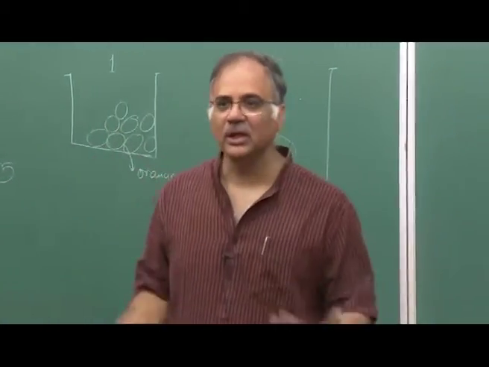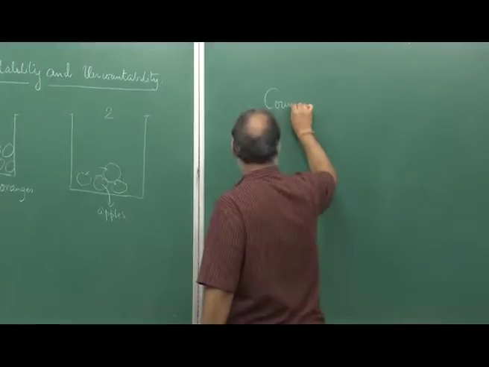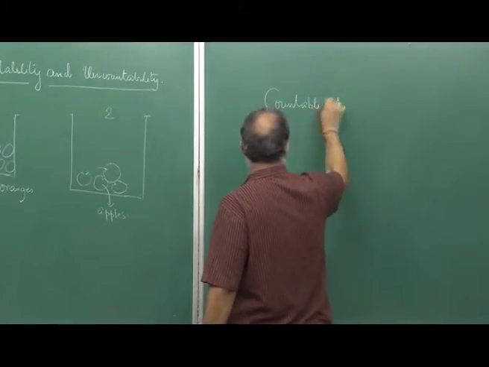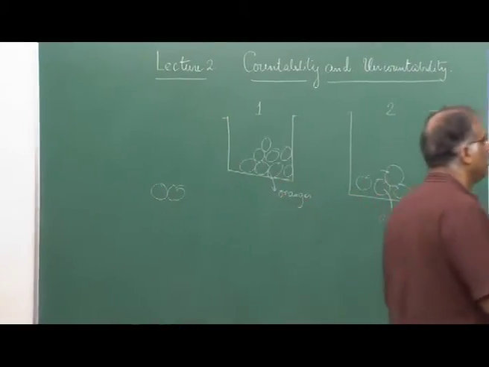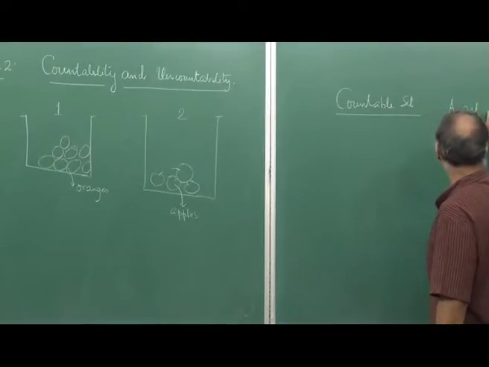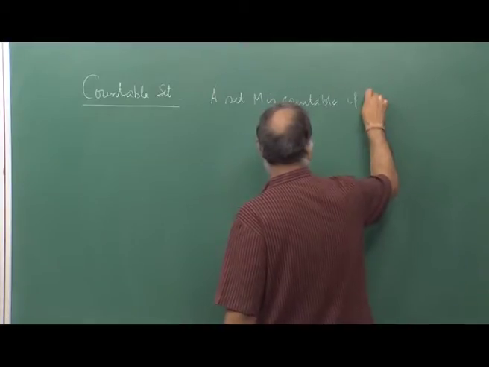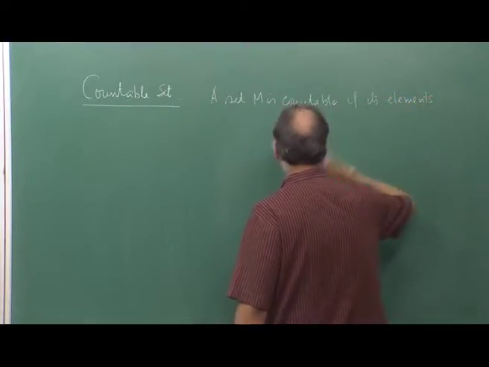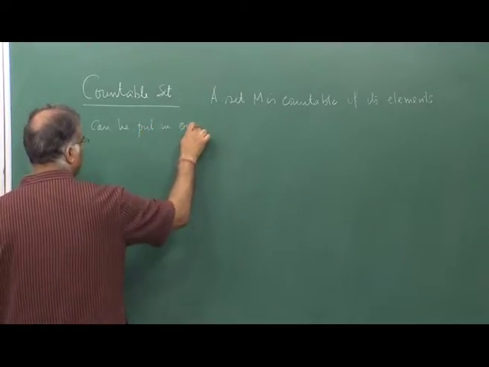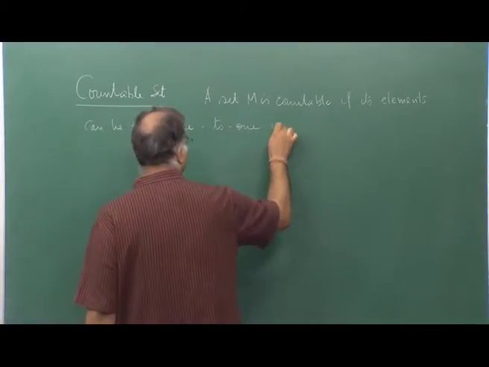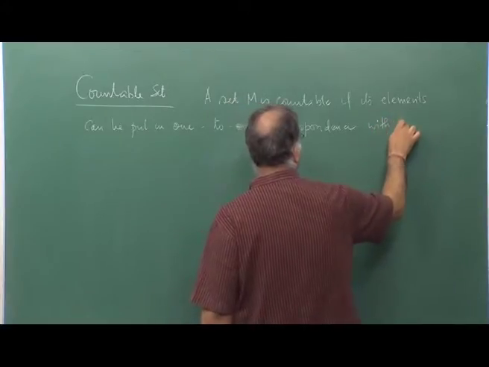What these numbers 1, 2, 3, 4 did is that they made a basic set by which you can do all those correspondences. So let us now talk about a countable set. A countable set is a set whose elements can be put in one-to-one correspondence with the set of natural numbers. So a set M is countable if its elements can be put in one-to-one correspondence with N, the set of natural numbers.